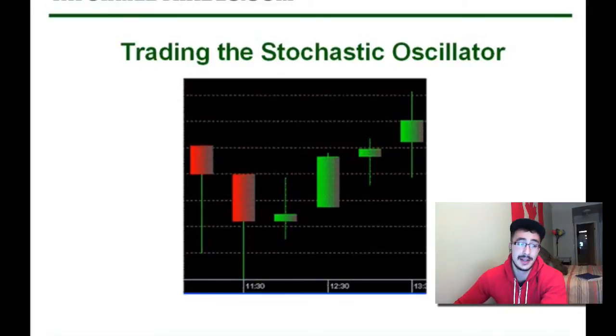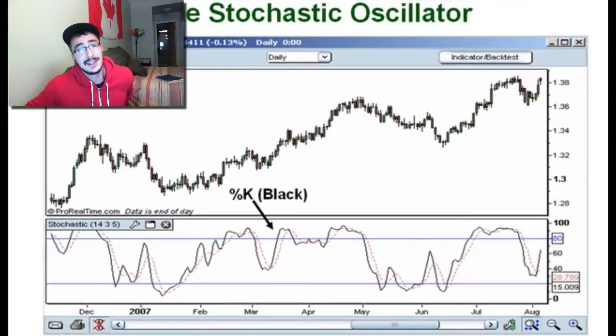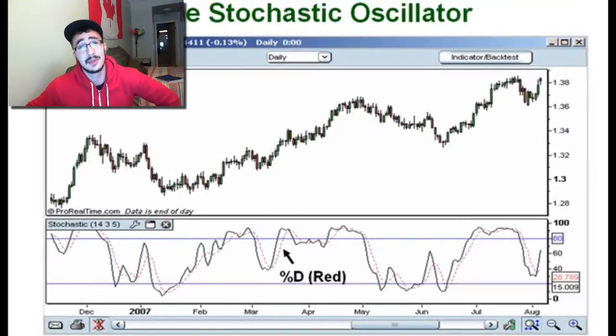So the basic premise of the stochastic is that prices close in the upper end of the trading range when they're in an upward trend, and they close in the lower end of the range when the financial instrument you're analyzing is in a downward trend. The stochastic contains two lines, known as the percent K line and the percent D line. I'm not going to go into the full formulas for each because most charting packages will calculate these for you.